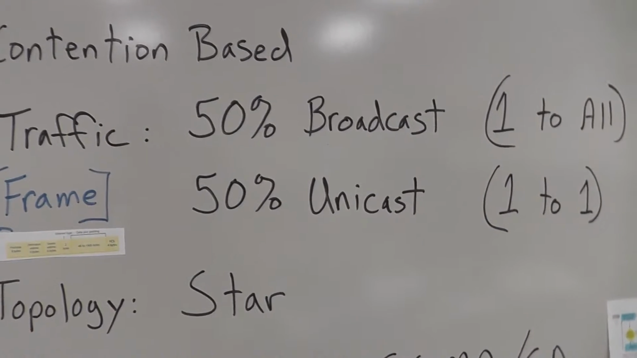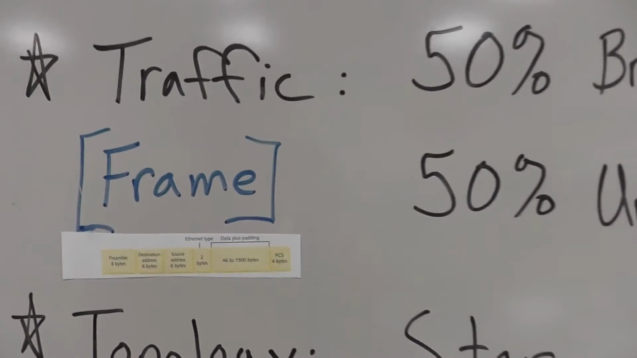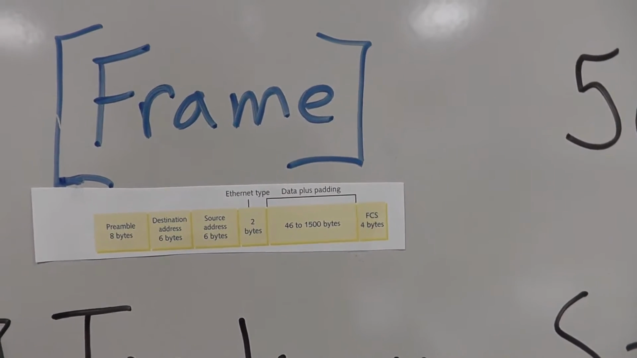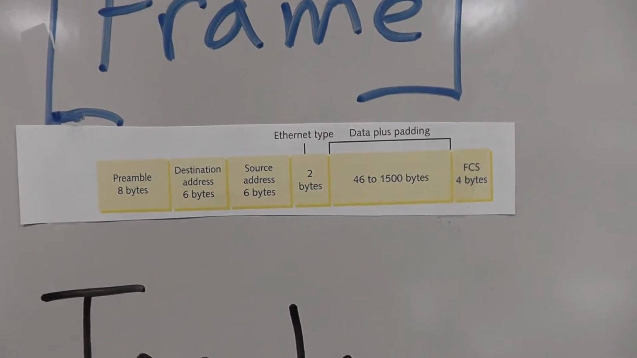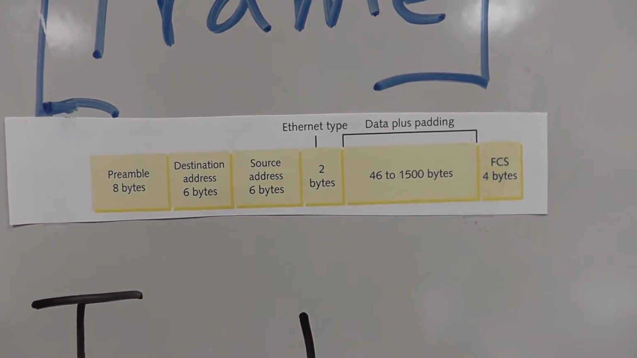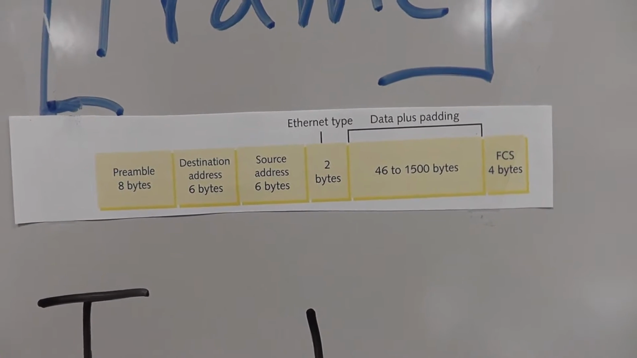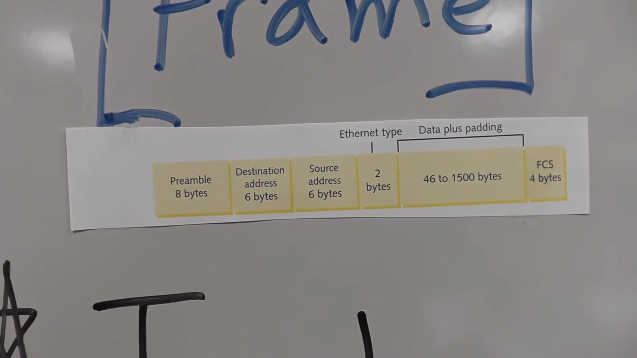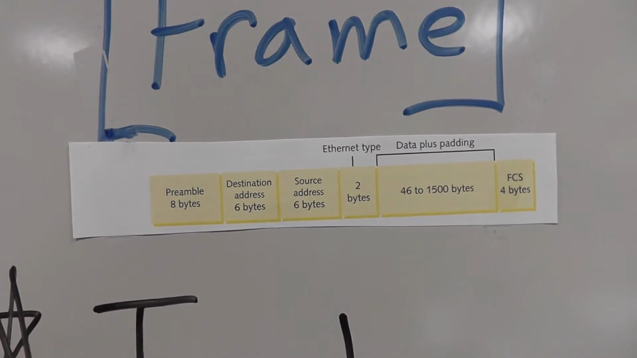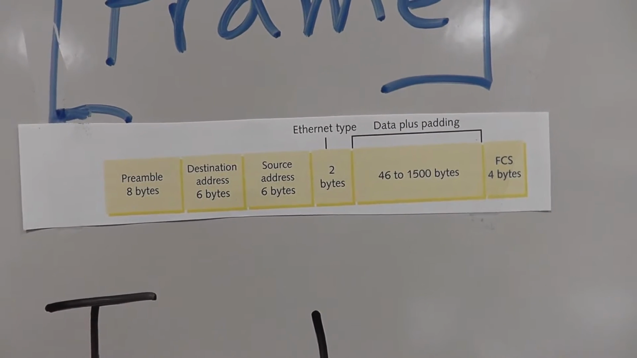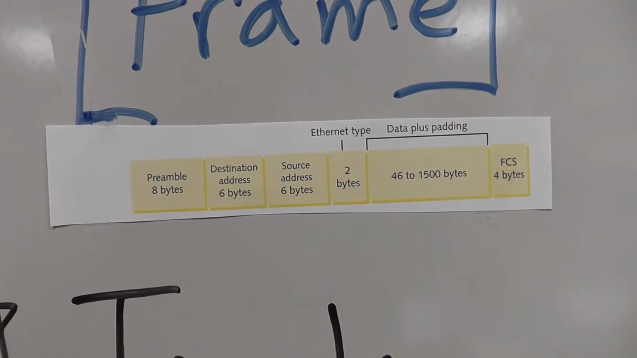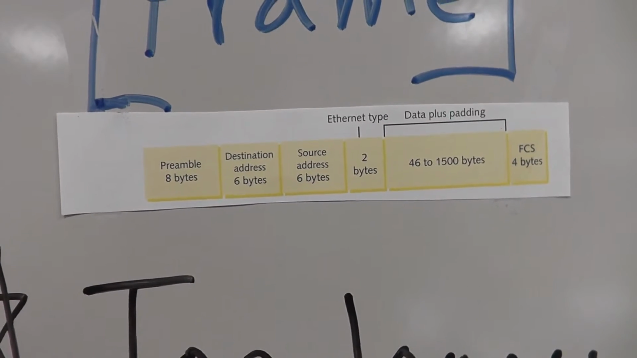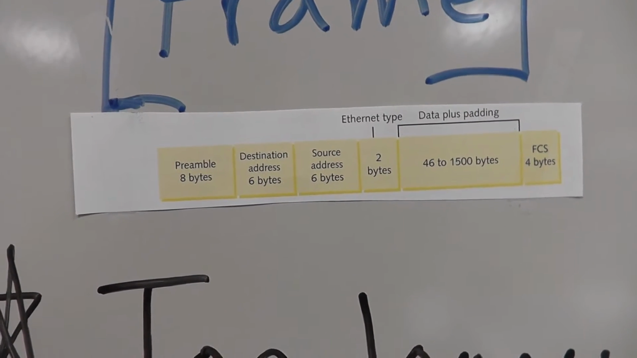All right, so what is the traffic on an Ethernet network? Well, traffic is simply chunks of data, and we call those chunks of data a frame. Now, you have this in your book, but let's take a look at what a frame really is. A frame is a chunk of data, starting with the preamble, which is 8 bytes long, then the destination and source address, and you can see it's 6 bytes each. And 6 times 8 is 48. And if you are thinking to yourself, hey, that's the MAC address, then you're absolutely correct.